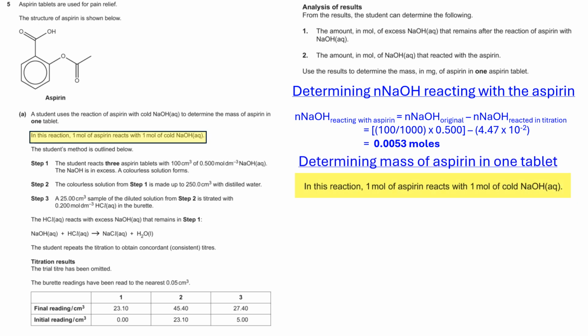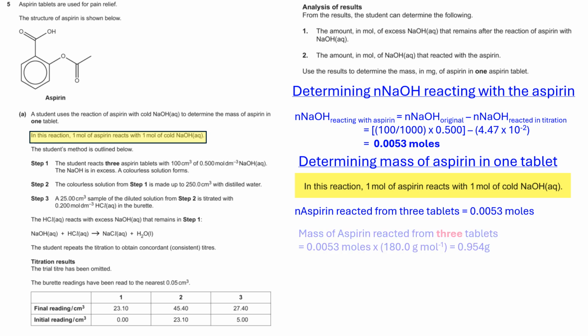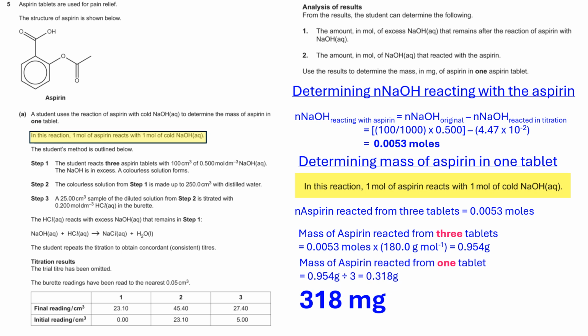It says in this reaction, 1 mole of aspirin reacts with 1 mole of cold sodium hydroxide. So that means the number of moles of aspirin reacting from 3 tablets must be 0.0053 moles, because they're equimolar, as the question suggests. So converting that to mass, we get the molar mass of aspirin is 180 grams per mole, and you multiply the two to give you 0.954 grams.